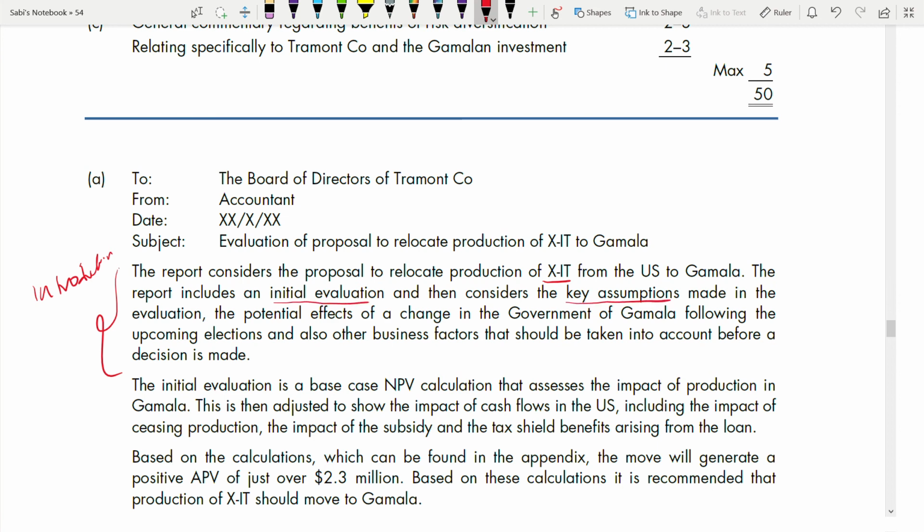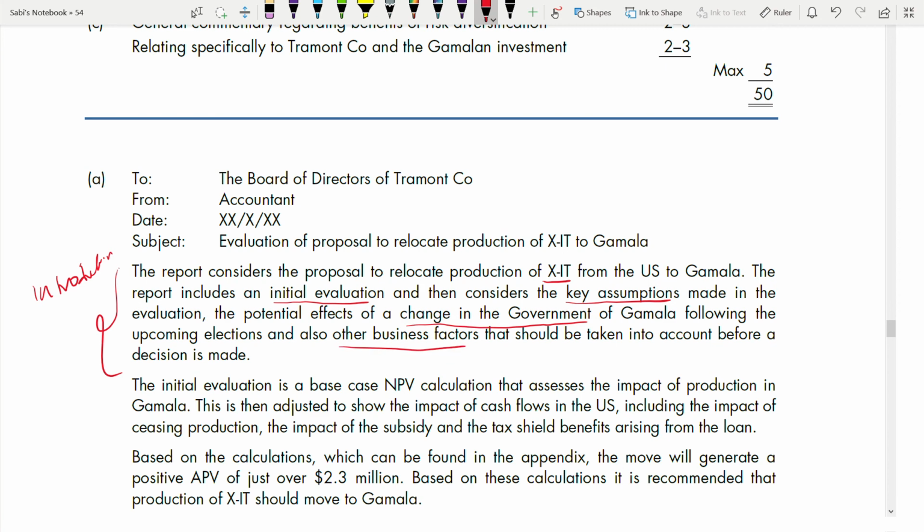Even if you have to state assumptions, that also you have to write in the introduction of your report, that they are going to consider the key assumptions made in the evaluation, the potential effects of a change in government. The next is change in government of Gamala following the upcoming elections, and also other business factors. So number 4 is other business factors.